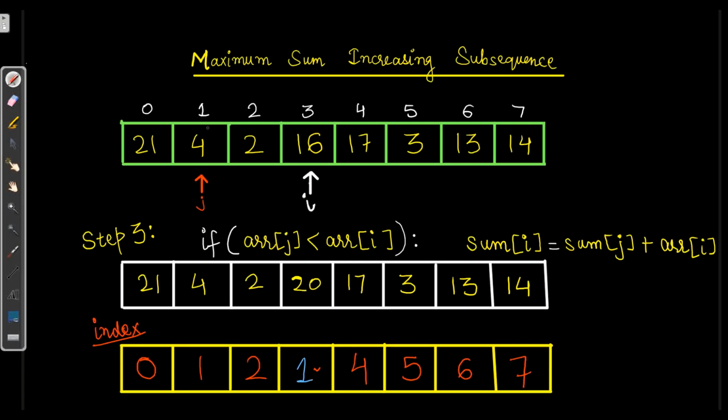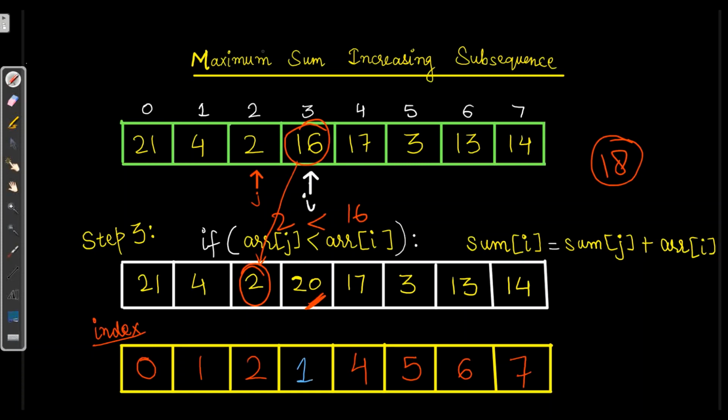Now we have seen for 4 value. Now we will shift j to second index. Is 16 greater than 2? Yes. So now I will take this value 2 with 16. 16 plus 2 is 18. But here we have 20.